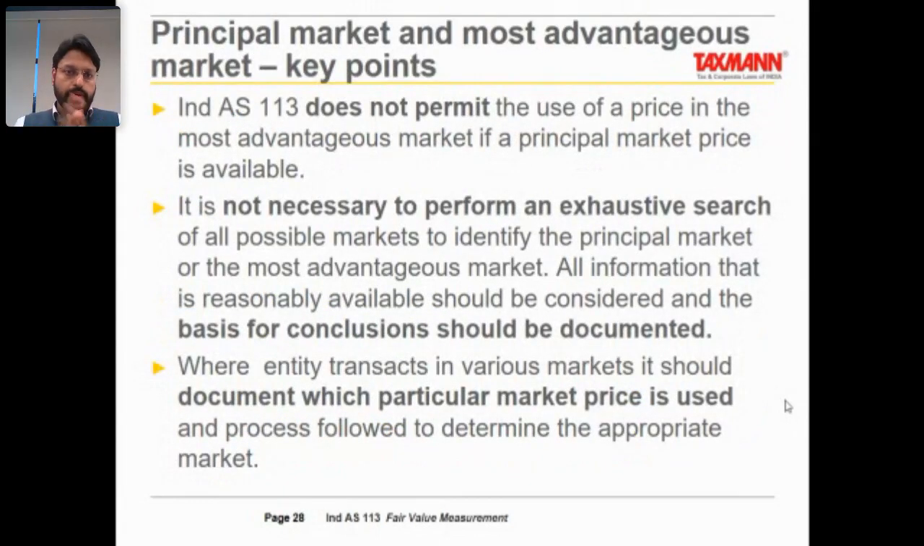So here it is mentioned, Ind AS 113 does not permit the use of price in the most advantageous market if the principal market is available. It is not necessary to perform an exhaustive search for all the possible markets to identify which market is the principal market and which is the most advantageous market. So I am not going to prepare a list of all the markets, say National Stock Exchange, Bombay Stock Exchange, Delhi Stock Exchange, Calcutta Stock Exchange. I am only saying that I generally trade in, say, NSE and BSE. So for me, these are the two markets.